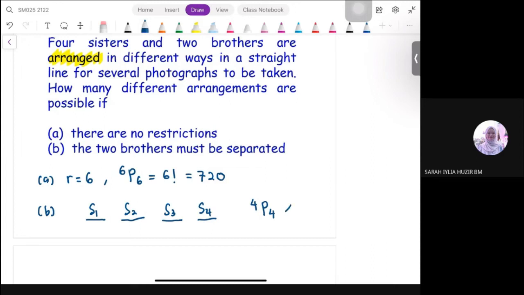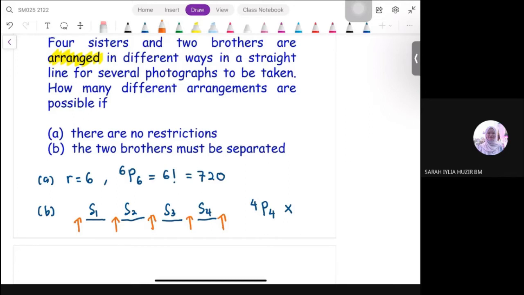Now, to ensure those two brothers must be separated, kita nak pastikan brother ni duduk asing, we must put them in between these sisters. Kalau nak pastikan two brother ni duduk asing-asing, kita letak dia antara sister. Itu cara dia kan? Okay, so now we can count together how many spaces do we have between the sisters. Saya buat arrow 1, 2, 3, 4, 5. Okay, tempat saya buat arrow tu maksudnya brother boleh duduk kat situ. Kalau saya guna tempat tu, for sure, the brothers must be separated.